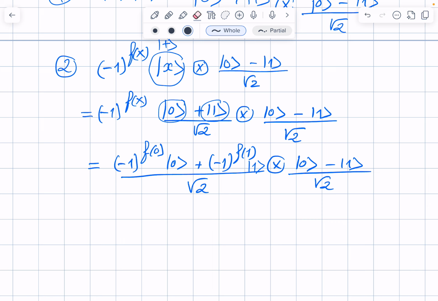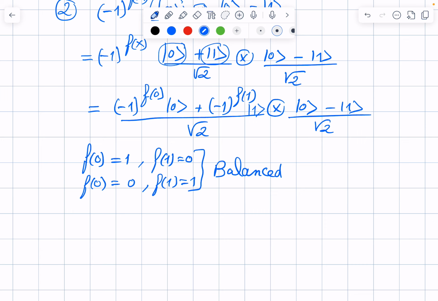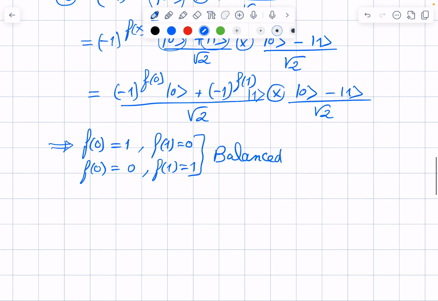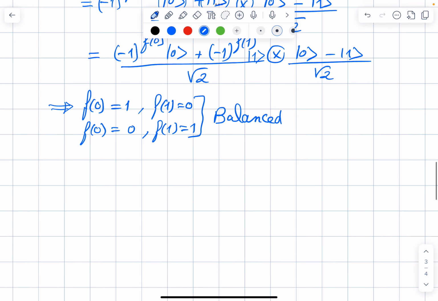We know that f of 0 could be 1 and f of 1 could be 0. Or f of 0 could be 0 and f of 1 could be 1. These are two cases which will make a balanced function. Okay, let's take one of them. Suppose we take the first one, because anyhow both cases will yield, as we'll see, the same result by the end. So let's take the case of f of 0 equal to 1 and f of 1 equal to 0 in this expression.